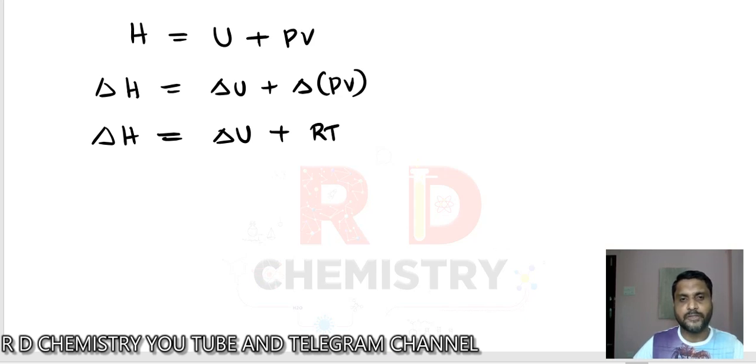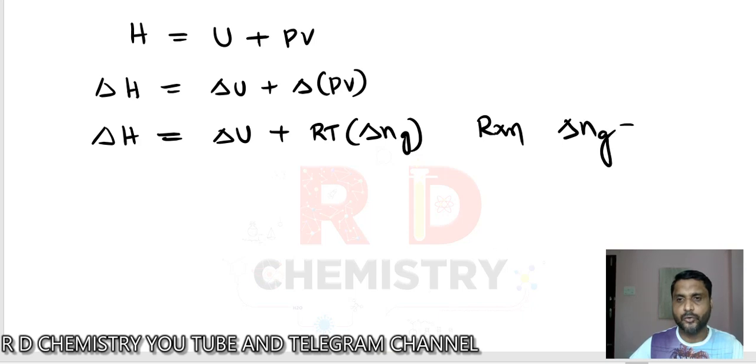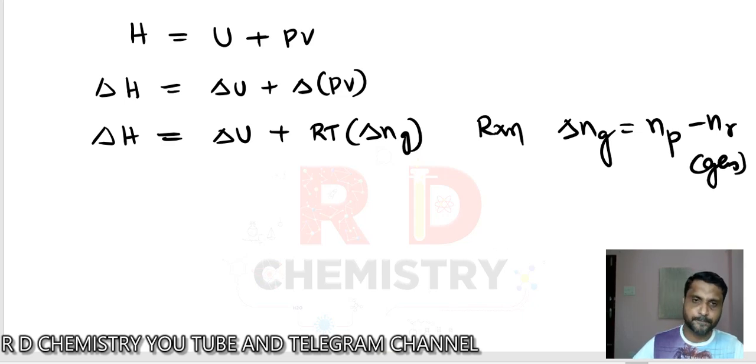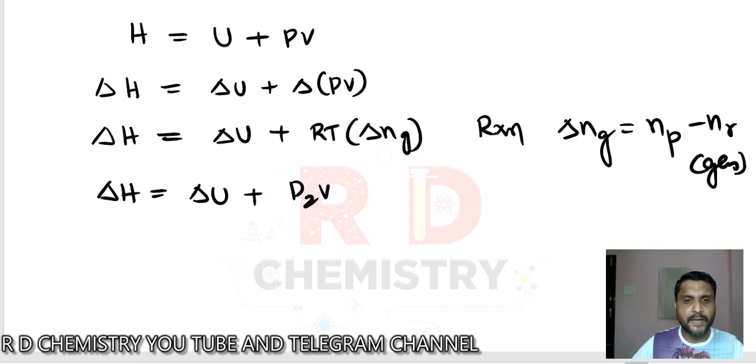And for n moles of the gas we take delta Ng if it is a reaction. If a chemical reaction is taking place, then I can write delta Ng is equal to the number of moles of the products minus the number of moles of the reactants, only for gas. The difference you have to take. Okay, right? Or sometimes we might need delta H is equal to delta U plus P2 V2 minus P1 V1. Okay, right?